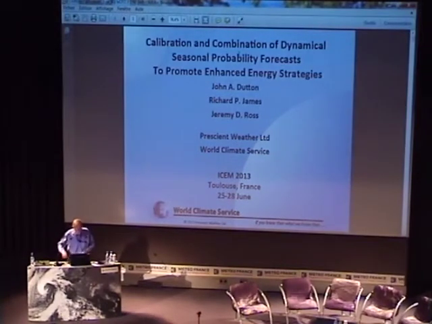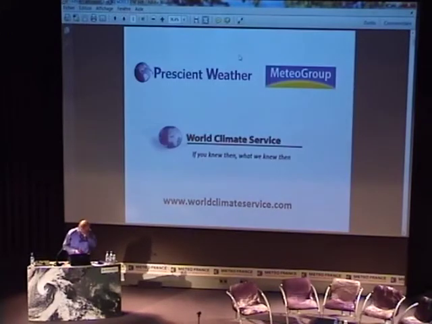We're going to talk this morning about seasonal forecasting and particularly calibration and combination of dynamical forecasts in ways that improve the forecast and, in this context, promote enhanced energy strategies. Our seasonal forecast, the World Climate Service, is a commercial enterprise. It is a cooperative endeavor between Prescient Weather, our company, and Meteo Group, which, as many of you know, is the largest independent weather organization in Europe. It has subsidiaries in some 6 to 8 countries, including Asia and the United States.